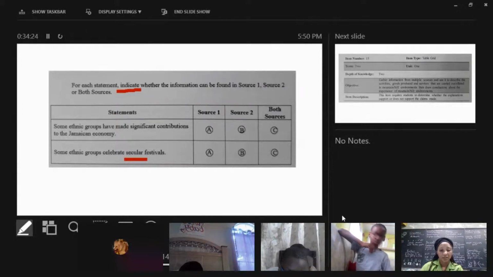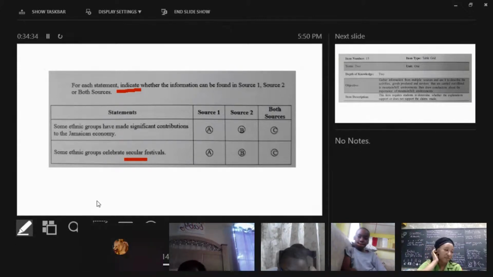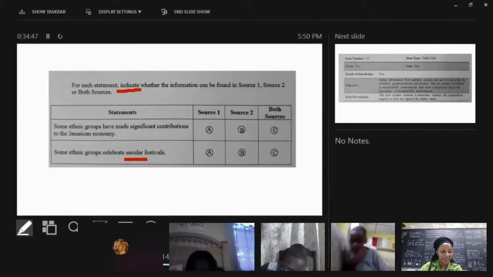Excuse me, miss. Yes. When is Lent? What is Lent? So Lent is the period between Ash Wednesday and Easter. It's supposed to be the 40 days that Jesus fasted before he was crucified, as far as I know. All right, so let's go back to the sources.